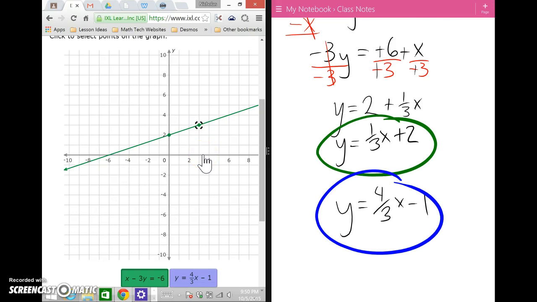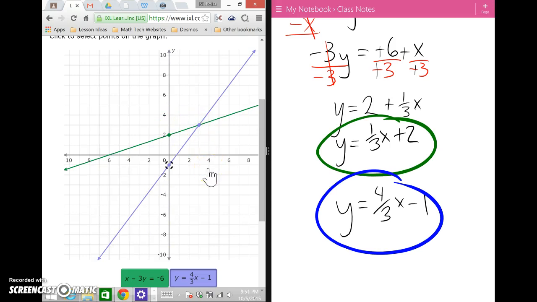And our second line. Now remember, I'm going to click the button down there so that I can start graphing the next one. The y-intercept is at negative 1, and our slope is 4 over 3, rise over run. So I'm going to go up 4 and over 3. And boom, look, there's our point of intersection.